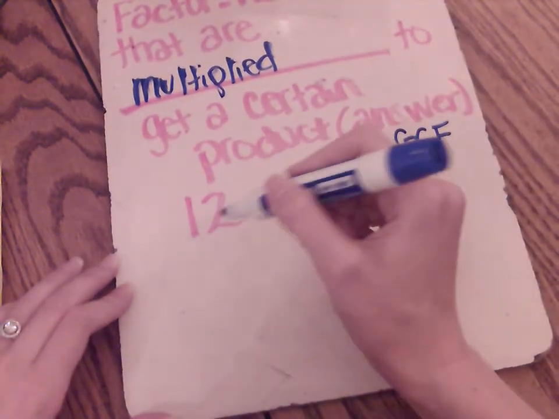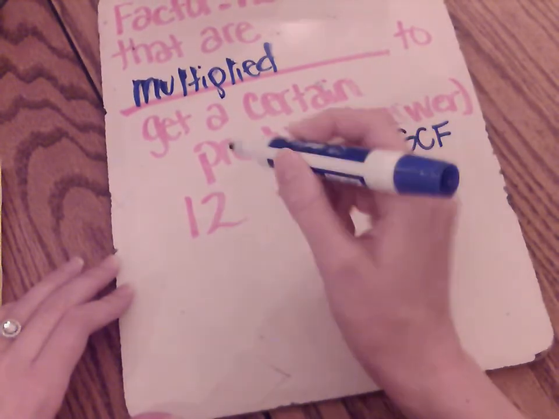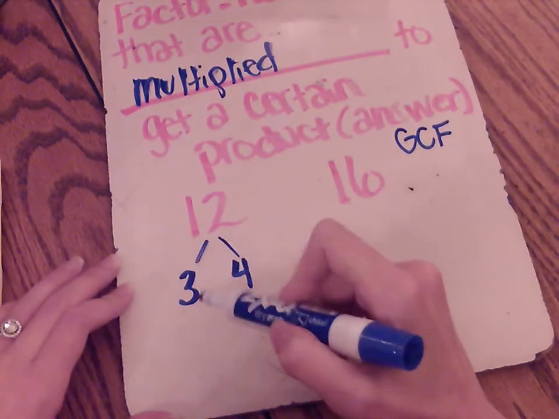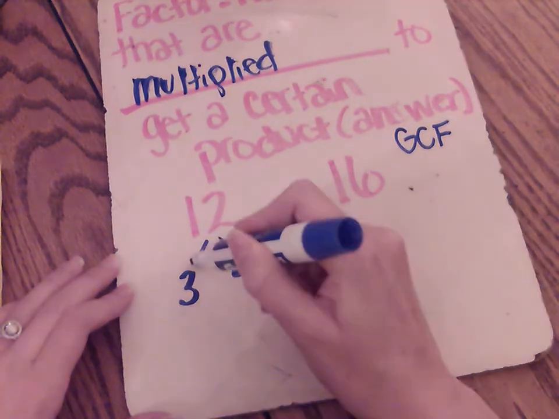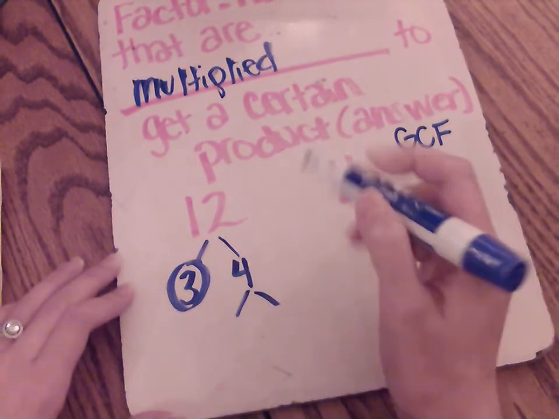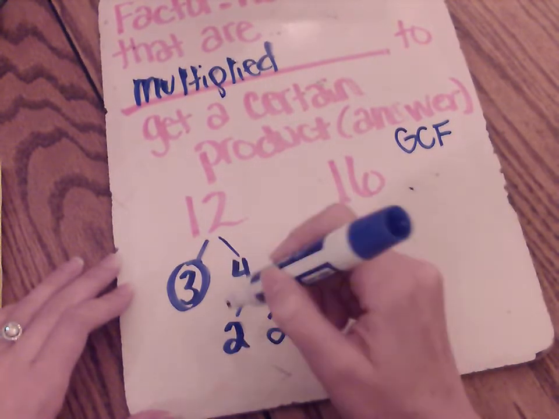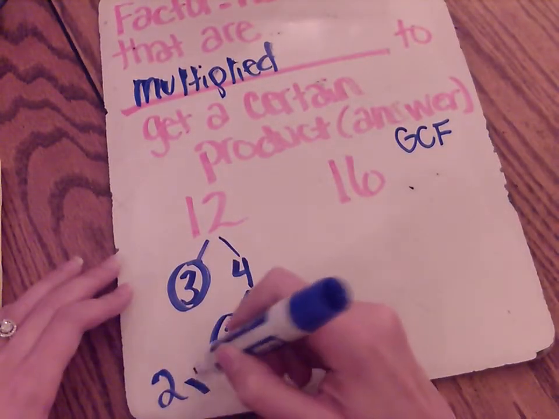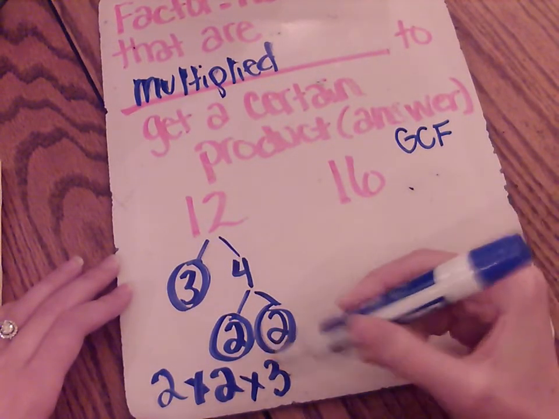I'll start with 12, and I need to think of two factors that multiply together to get to 12. I got a couple of options, but I'm going to start with 3 and 4. Now I know that 3 is a prime number, so I can't keep branching more factors here. So I'm going to circle that, and it's done. But I can keep going with 4. 2 times 2 is 4. 2's are prime, so I am done with that as well. So my final factors will look like that: 2 times 2 times 3.